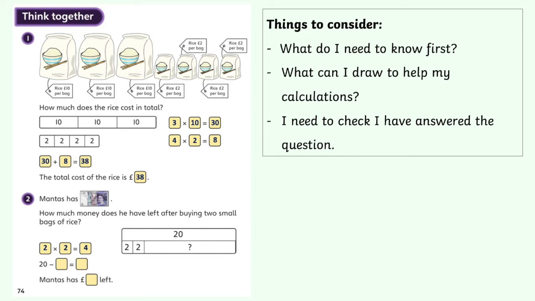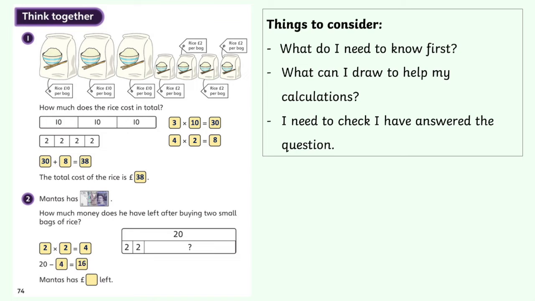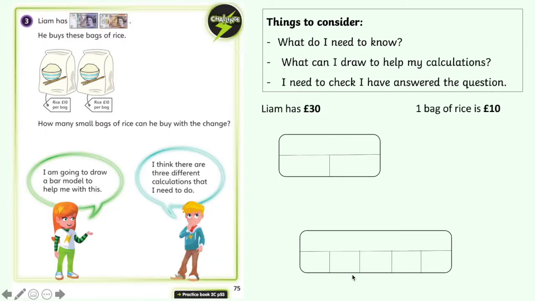So 20 take away 4 gives us our answer. If you can do that in your head, great. If not, click pause, have a go, and then click play when you have your answer. Shall we see? 20 take away 4, of course, equals 16. If you use your number bonds there, you know that a 6 and a 4 makes 10, so 16 add 4 makes 20. So Mantis has got £16 left. That's the missing part.